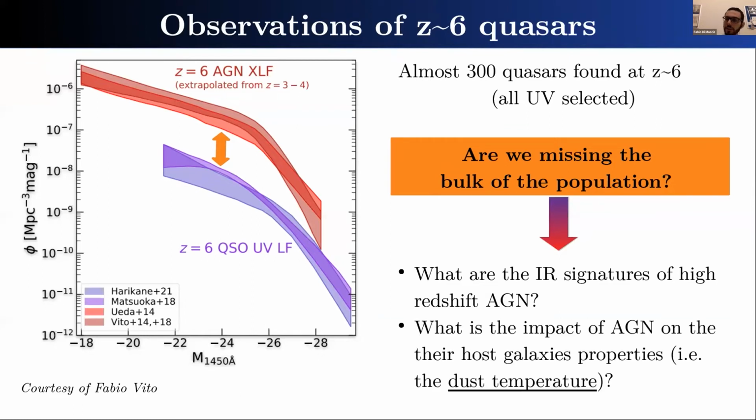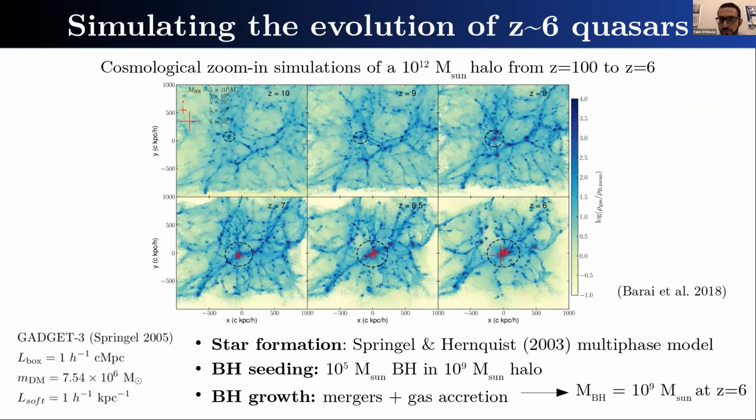And the second main point that I would like to talk about during this presentation is what impact AGN can have on the host galaxy properties. I will focus in particular on the dust temperature. So in order to address these questions, we consider zoom-in cosmological simulations that are focused on the halo density corresponding to a 10^12 solar mass halo, which is simulated from redshift 100 down to redshift 6. We adopted the suite by Barai and collaborators of 2018. In these simulations, there are standard prescriptions for the stellar physics and an additional prescription for black hole seeding and growth.